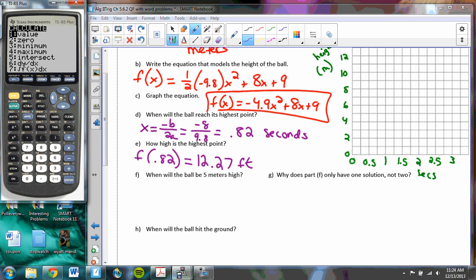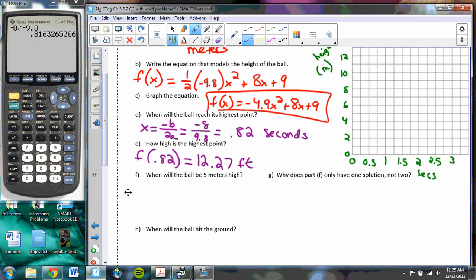What do you think minimum does? What does this one do? It tells you the lowest value your graph is going to hit. Our graph doesn't have a lowest value. It's pointing down forever. So minimum is of no use to us here. But if the graph is pointing up, then it would be of use to us. Zero gives you the roots. Gives you the x-intercepts, the zeros. And value just does what our table does.